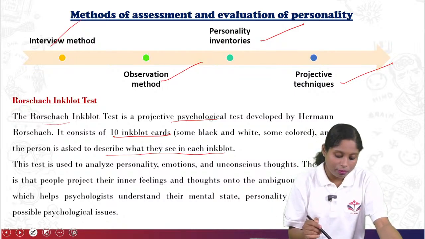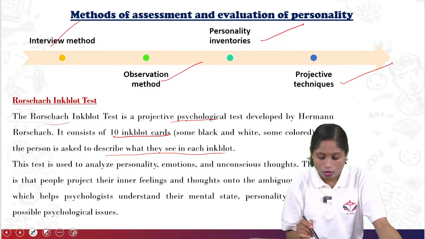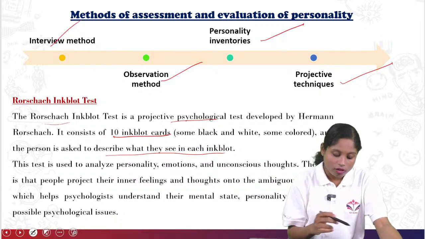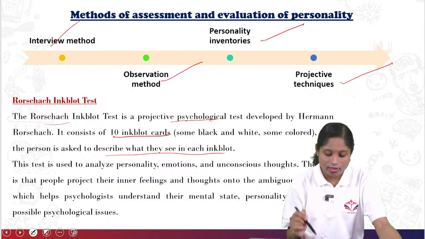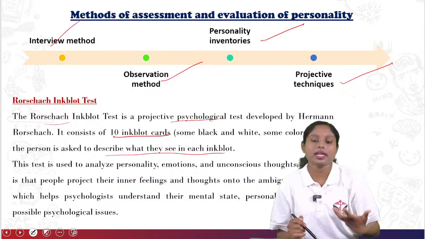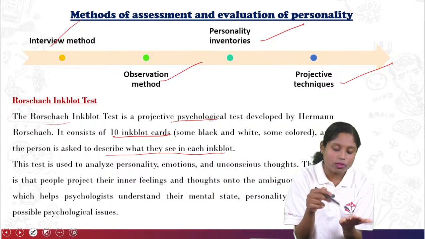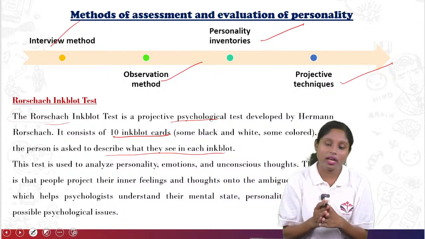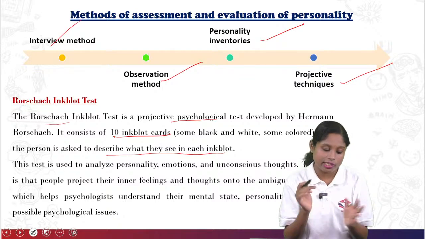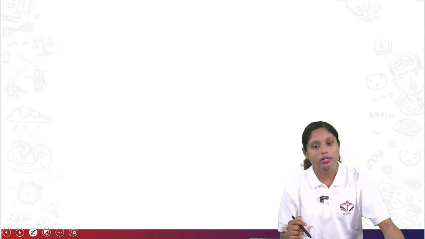The idea is that people project their inner feelings and thoughts onto ambiguous ink blots, which helps the psychologist to understand their mental status. So we are giving the ink blots, and whatever they observe, they will speak. So from that we are able to diagnose their personality. So this is Rorschach ink blot test.